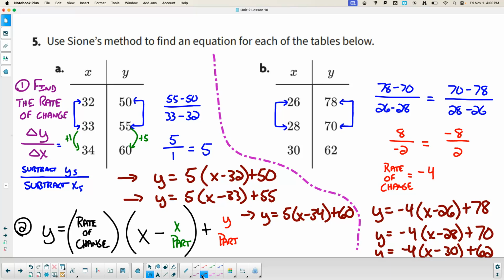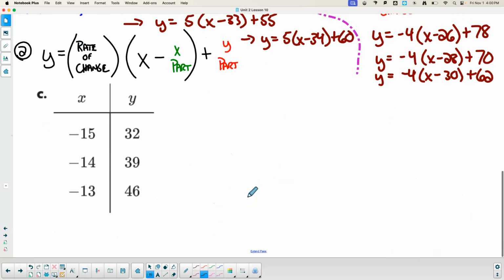What I would like you to do now is I would like you in your groups, I'm going to give you 3 minutes to do letter C. Find me one of the equations. You don't have to find me all 3, but you can find me one of the equations for that. Go. 3 minutes. I'm going to let the video run because then I can track the video.